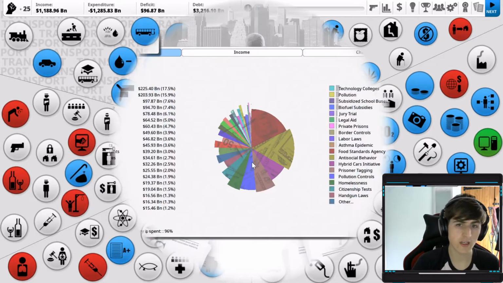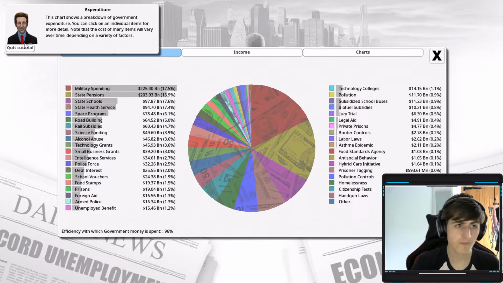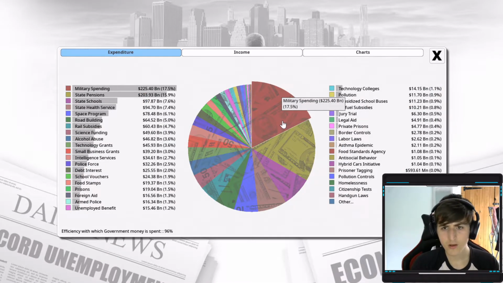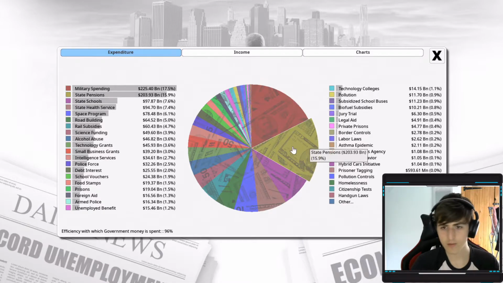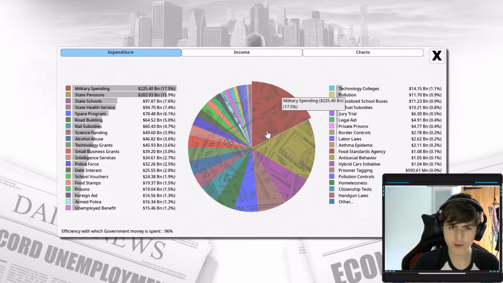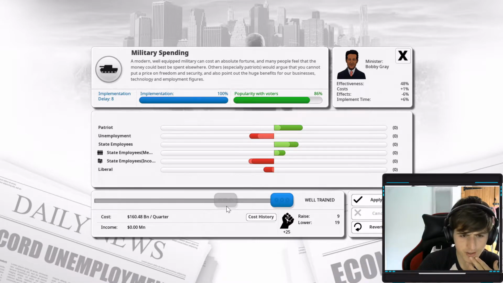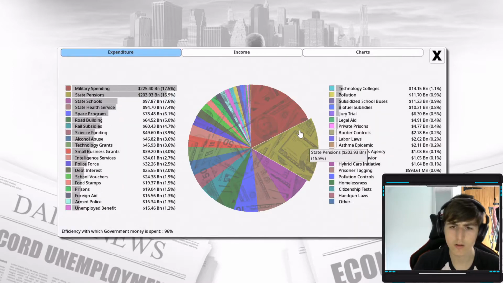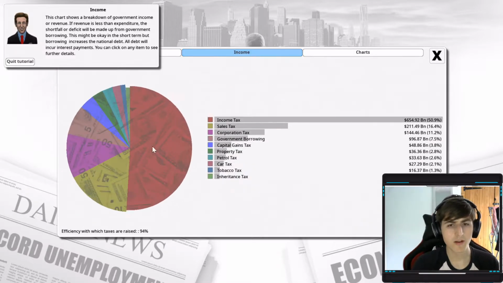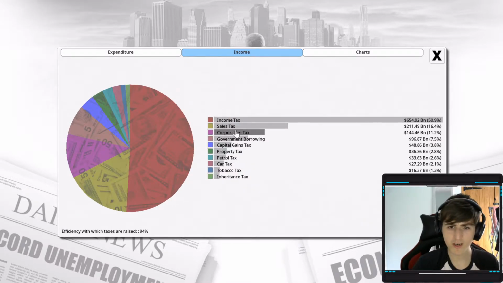So we can have a look at expenditure, we can try and reduce expenditure, or we can try and increase income. Military spending is obviously massive in America, and that is an area where I potentially may look to decrease the expenditure. We can reduce it by about 60 billion. It will cost a lot, that'll cost most of our political capital, but I think it's way too high at the moment, and we don't need it to be that high.